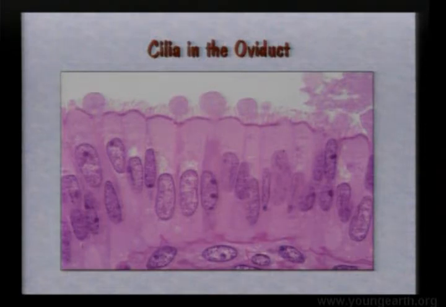And unlike the hairs of our head, not only are they tiny, but they move. They have like a whip movement. They come back like this, and they go forward, and they come back, and they go forward. And so they're constantly moving that way. And that's what's going to move the egg down the oviduct.